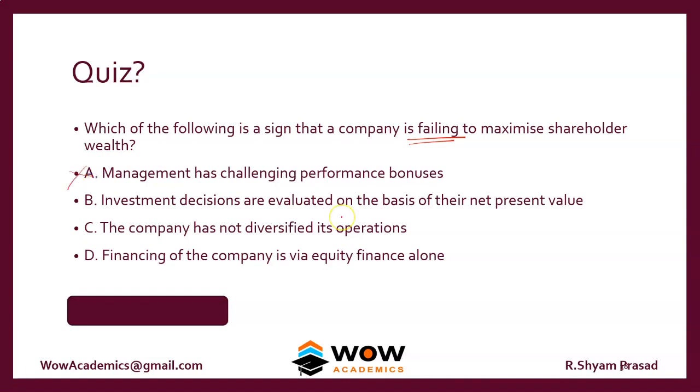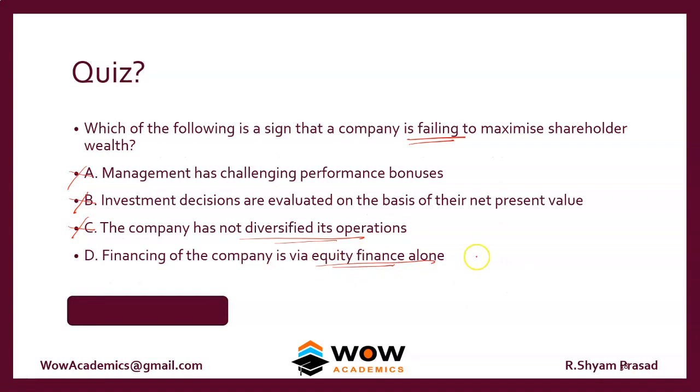Investment decisions are evaluated on the basis of NPV. Further, if we read on other chapters, you will find out that NPV is the best method to evaluate investment decisions. So this is good, this increases the value of the company. So we'll strike off that. The company has not diversified its operations. Diversifying your operations and maximizing shareholder wealth doesn't have any relationship at all. So that's not the answer.